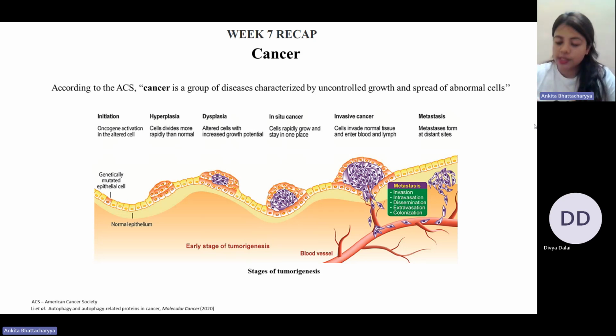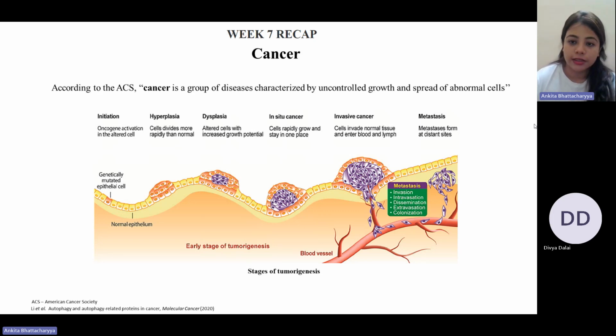And this process of moving from the original location to a new site via the circulatory system is known as metastasis. So there are primary tumors, there are secondary metastases, among which you have micro and macro metastasis depending upon the site or the location and the size of the tumor. And the entire process is known as metastasis. So that is the spread of abnormal cells which has occurred after uncontrolled growth.